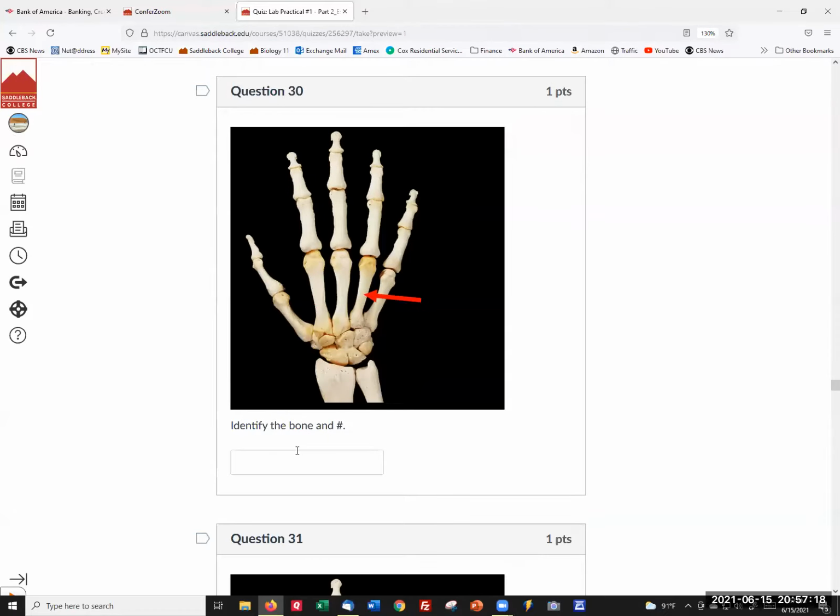In identifying the bone, you need to be specific. Actually, another way of saying it is, in identifying the bone, the 5 possible answers need to have the specific correct answer. So what is the name of that bone? Metacarpal. Metacarpal what? 4. Usually we write it with Roman numerals.